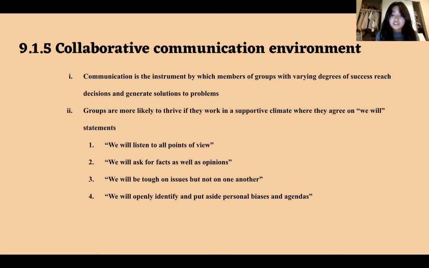They usually, based on the book, thrive on "we will" statements, such as we will listen to all points of view, we will ask for facts as well as opinions, we will be tough on issues but not on one another, and we will openly identify and put aside personal biases and agendas. Those are all just examples of "we will" statements. There are other ones you can come up with, but these generally help groups connect and work in a better environment.